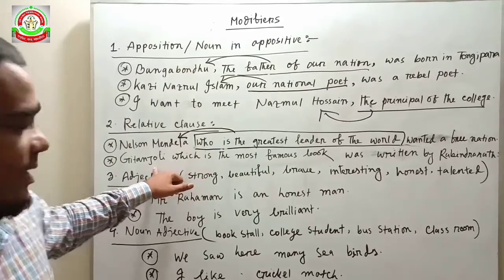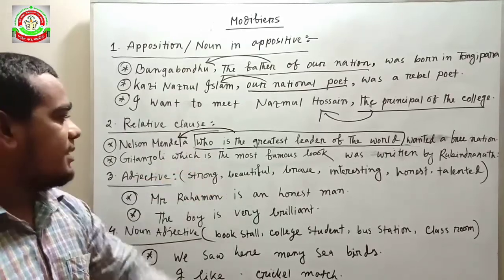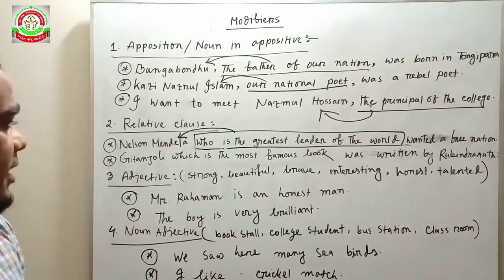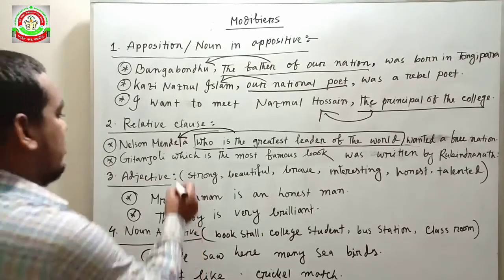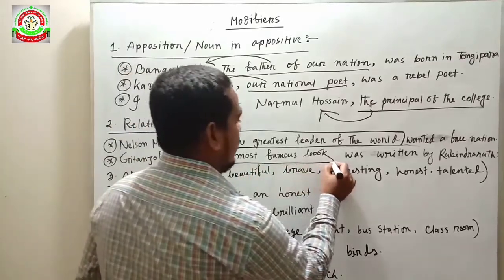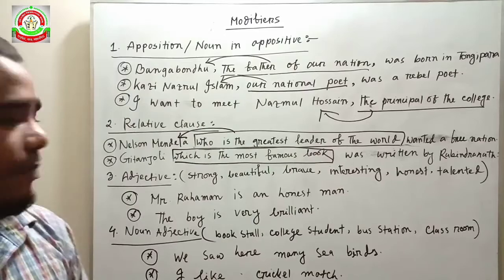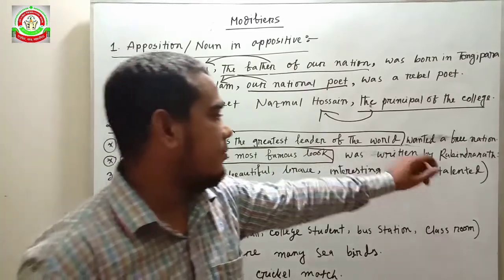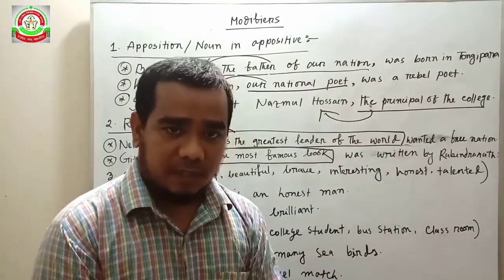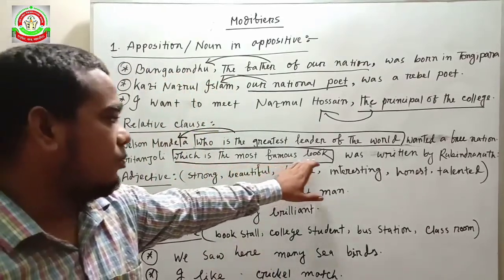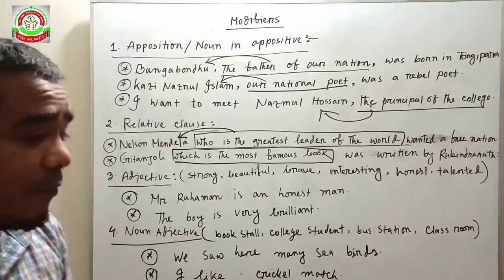Similarly, in the next sentence, Gitanjali, which is the most famous book. This is also a complex sentence. Let's try to identify the subordinate clause. Which is the most famous book is the subordinate clause. The main clause is Gitanjali was written by Rabindranath. And here, which is the most famous book is a relative clause.